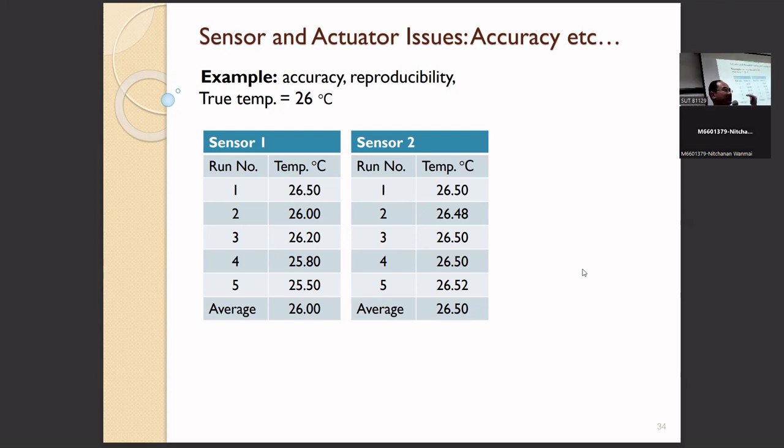Because for precision, you repeat again and again and you get the same result. That's right. For this case, you get results close to the same, but not correct. Low accuracy, because the correct answer is the true value, and you have the standard to compare. But this one has high accuracy but low precision. You repeat 5 times and the result is quite different, about 0.5. For the other, it's about 0.2. This is accuracy and precision.